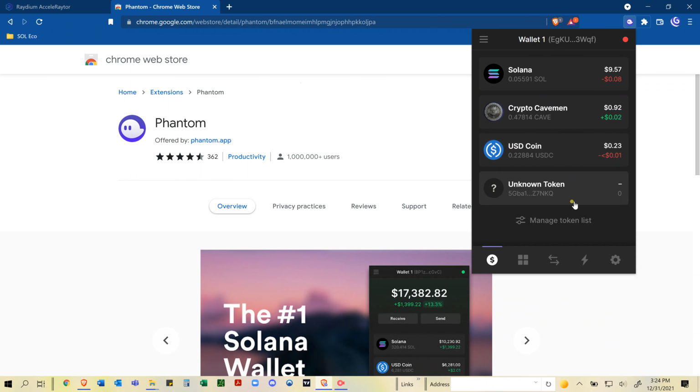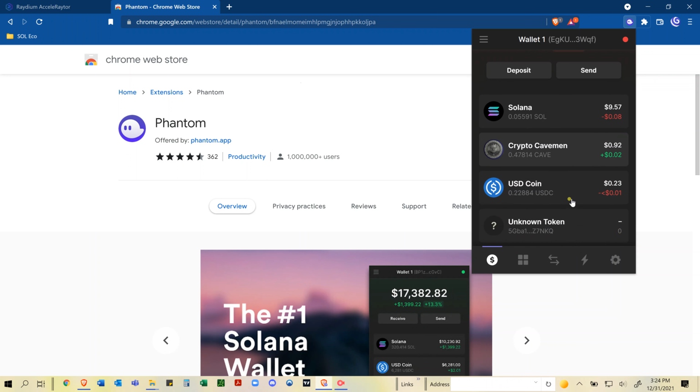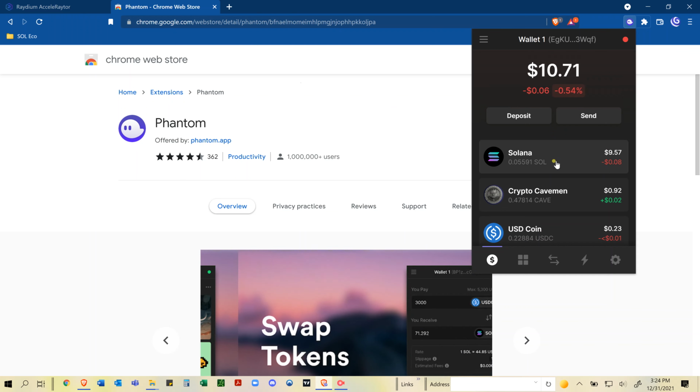So I've loaded it up here, and I actually already did a few things, and I'll show you exactly. There's very, very little money in here, just a demo wallet. And so we're all set up here.